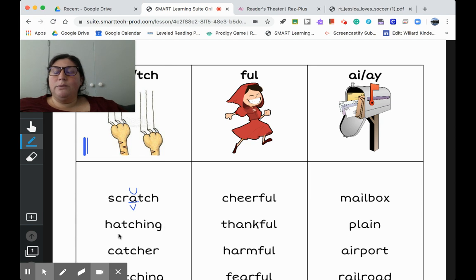Let's do the next one. Is there a prefix or suffix? Yes, there's a suffix, ing, meaning happening now. Now we can check out this base word. The base word has a vowel, A, which I'm marking with a V, and same thing, TCH is a short vowel protector. So it is a short vowel. This word I would read as hatching, hatching.